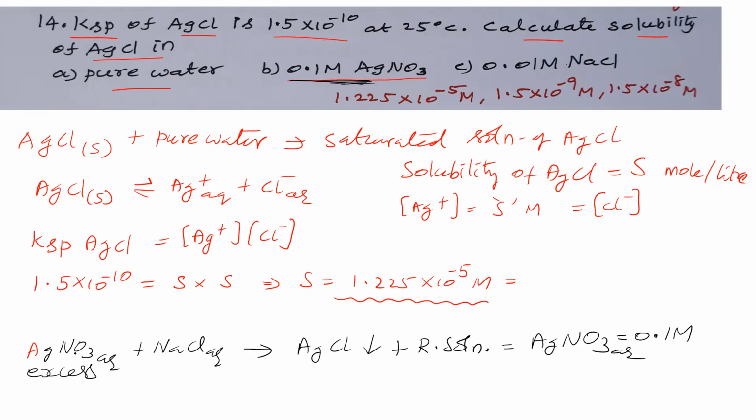I will take silver nitrate solution such that even after addition of NaCl, silver nitrate is still present in the resultant solution, at a concentration of 0.1 molar. Then what will be there in this resultant solution, that we'll see.